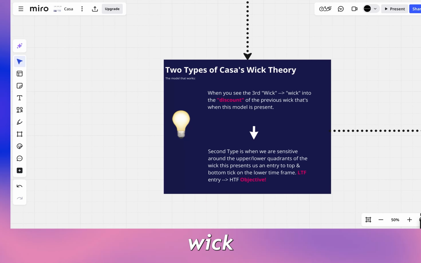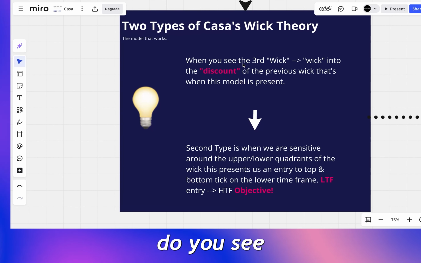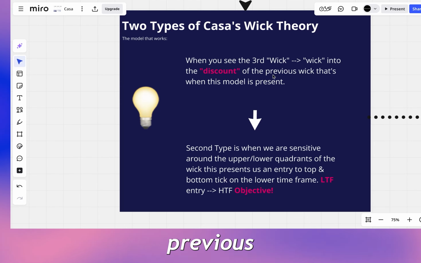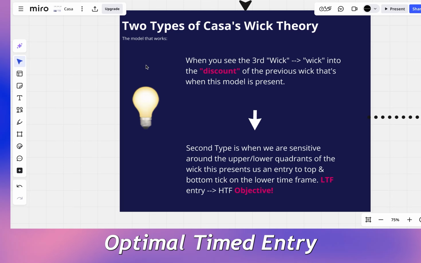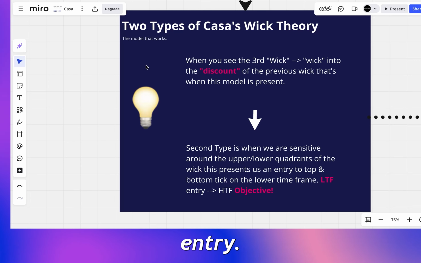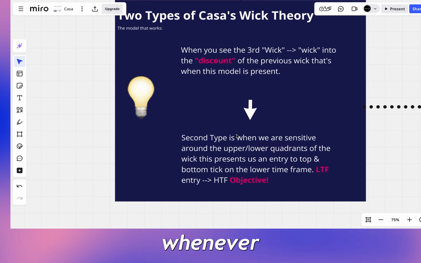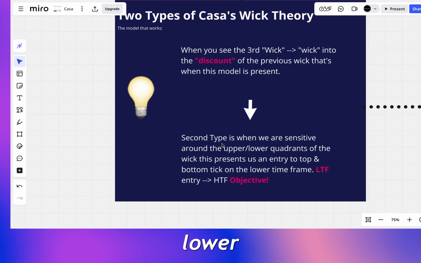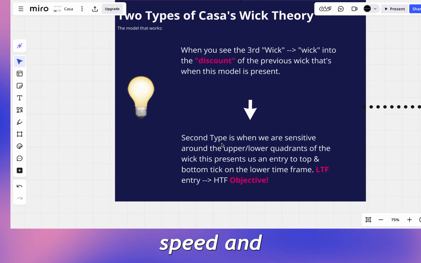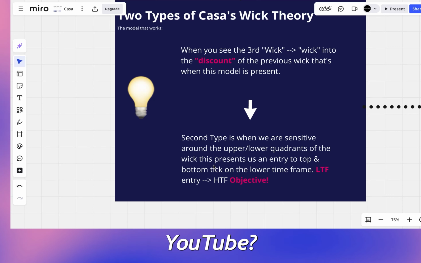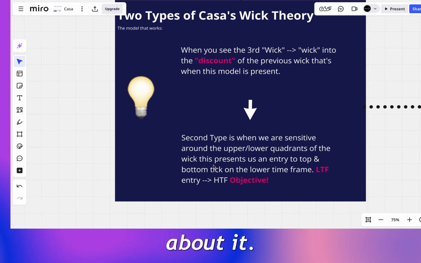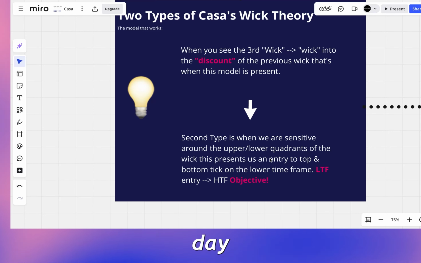There are 2 types of Casa Wick Theory, right? When you see the third wick into the discount of the previous wick, that's when this model is present. That's whenever you're going to see that OTE, market structure shift entry, and that's what we're looking for. The second type is whenever we're super sensitive around the upper/lower quadrants. This typically indicates speed and heaviness. Heaviness is huge. And this always presents us the opportunity on the lower time frames to top and bottom tick. Now, am I going to share this on YouTube? I'm still kind of indecisive about it. It's how I top and bottom tick every single day.